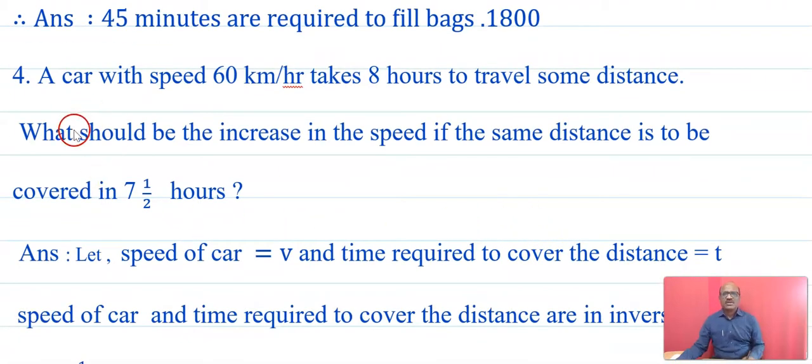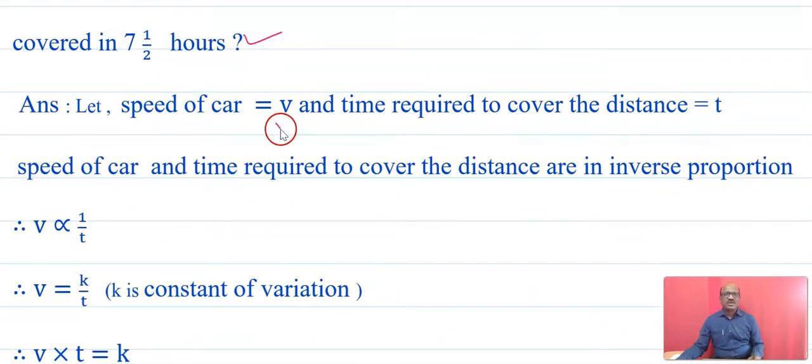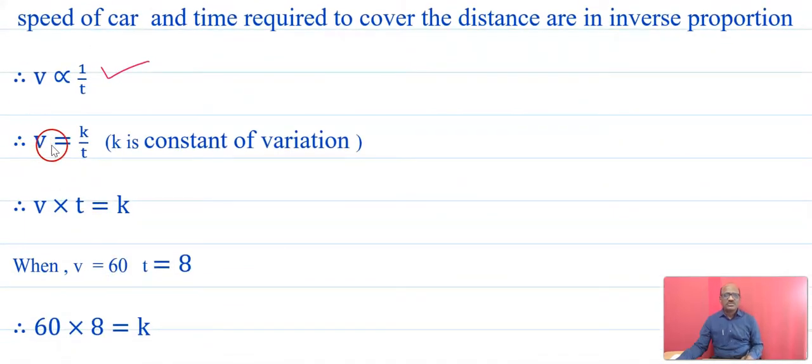Now the next example. A car with a speed of 60 km per hour takes 8 hours to travel some distance. What should be the increase in the speed if the same distance is to be covered in 7.5 hours? Now let the speed of the car be v and the time taken to cover the distance be t. The speed of the car and the time to cover the distance are in inverse variation. Therefore, v is inversely proportional to t. Therefore, v equals k upon t, and v into t equals k.